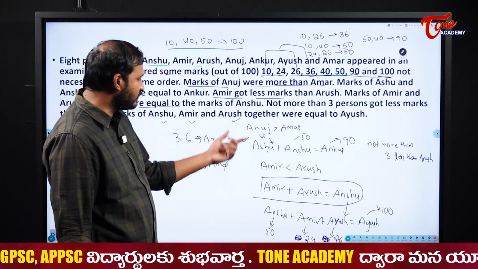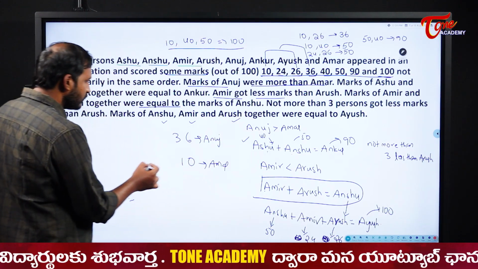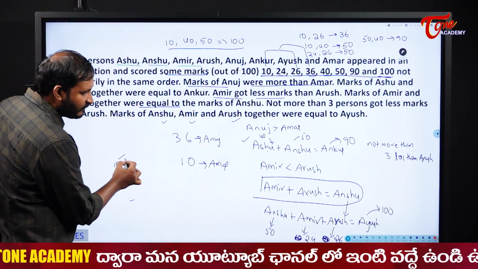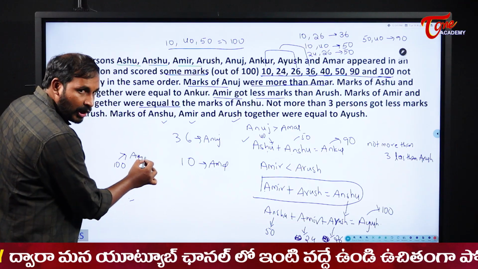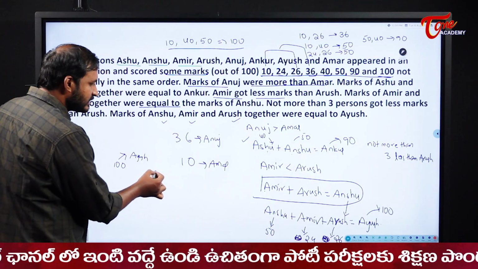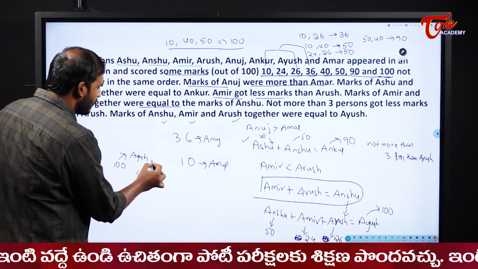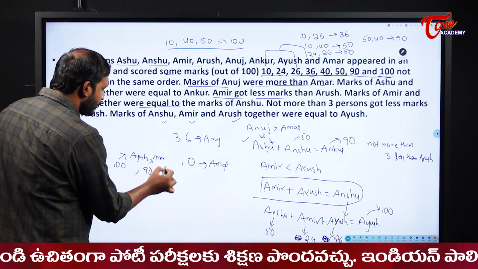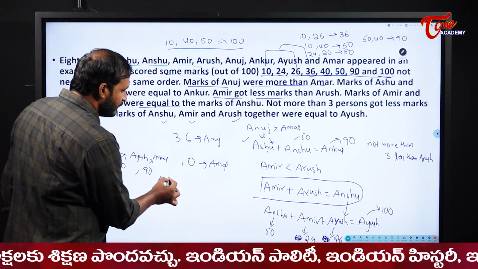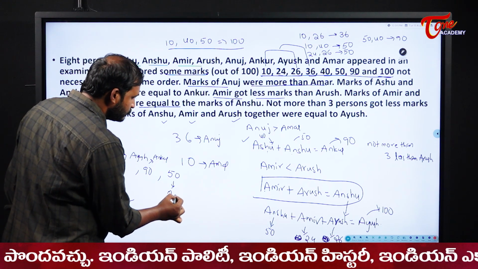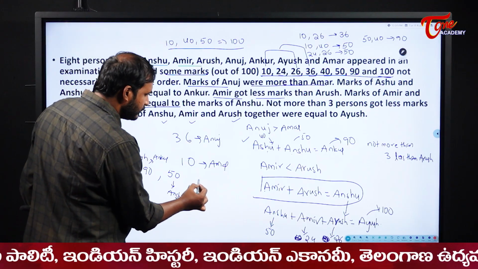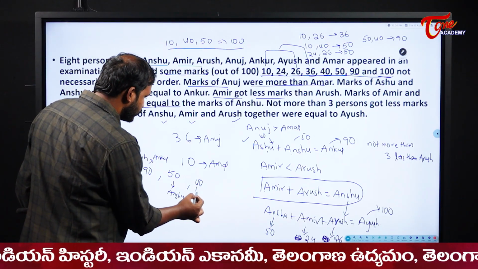And below they have given us one more logic. Will we check that one? Now see here, first 100 marks will be scored by whom? From this, Ayush. Ayush will score the 100 marks. Next, the next 90 marks will be scored by whom? Ankur. And the next score is 50. 50 marks will be scored by Anshu. Next score is 40. 40 will be scored by Ashu.